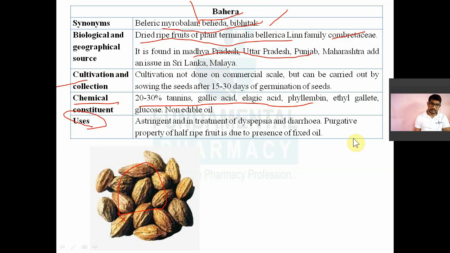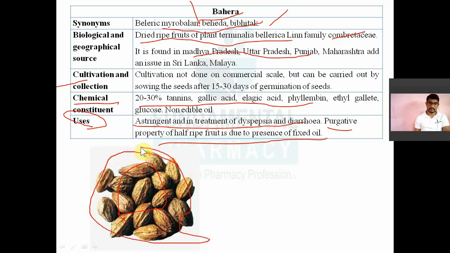What is the use of this plant? It is astringent. It is used in treatment of dyspepsia and diarrhea. Dyspepsia means absence of gastric juice or disturbance in digestion. It is also used in treatment of diarrhea. The purgative property of half-ripe fruits is due to the presence of oil. So if you do not take the fully ripe fruit, it will give purgation, due to the fixed oil in the unripe or half-ripe fruit.